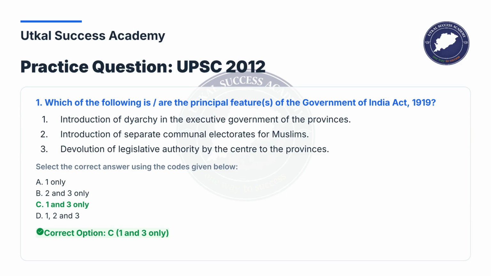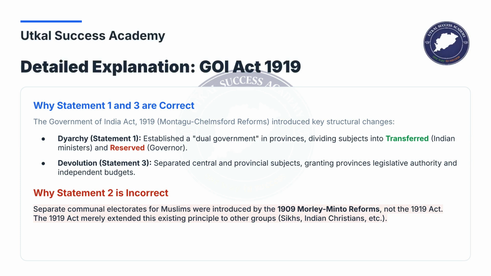The Government of India Act 1919 introduced diarchy in the provinces and devolved legislative powers to provinces. Separate communal electorates for Muslims had already been introduced earlier under the Morley-Minto Reforms of 1909. Now, a detailed explanation of the Government of India Act 1919, also known as the Montagu-Chelmsford Reforms. Key structural changes included diarchy, a dual government system in provinces, and devolution, which separated central and provincial subjects.